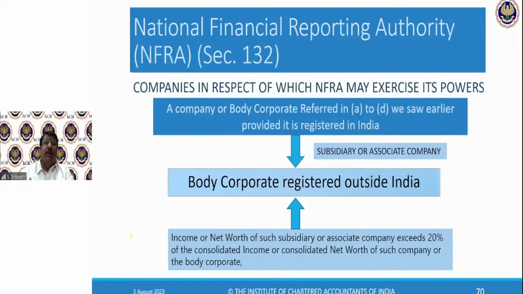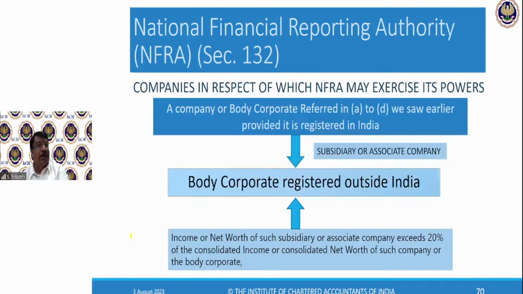So again, a company or body corporate referred to in A to D, provided it is registered in India. A body corporate registered outside India, if it is a subsidiary of a body corporate referred to in A to D, then it can come. We already saw that. Or where the income or net worth of such subsidiary or associate company exceeds 20% of the consolidated income or net worth of such company.